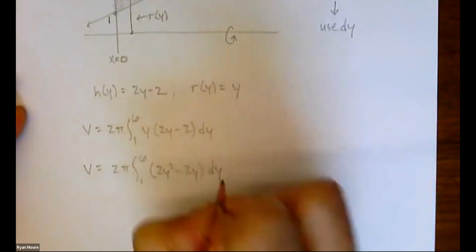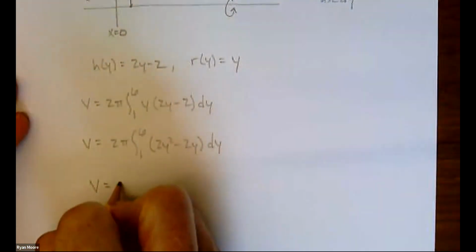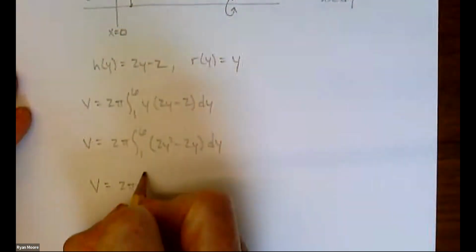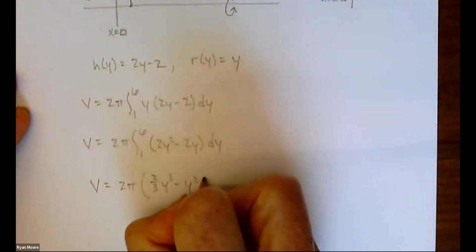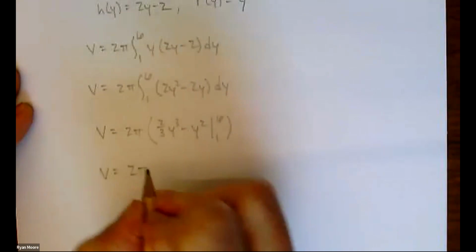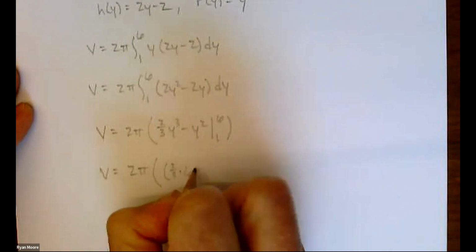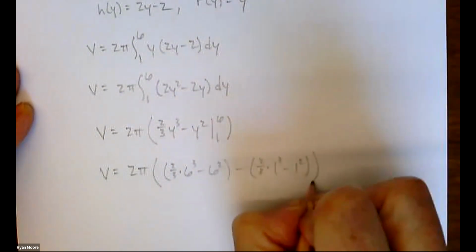we'll simplify, then take an antiderivative, 2/3 y to the third minus y squared from 1 to 6. And plugging in, oh, here we've got to plug in both. Can't get away with anything this time. 2/3 times 6 cubed minus 6 squared, minus 2/3 times 1 cubed minus 1 squared.